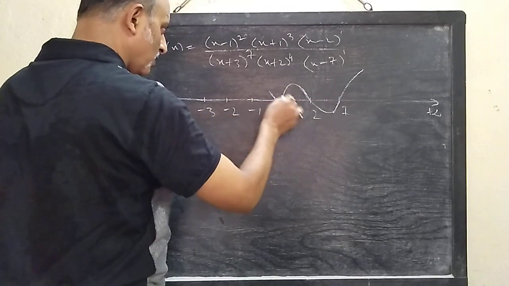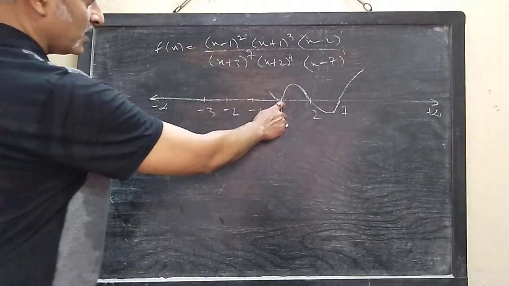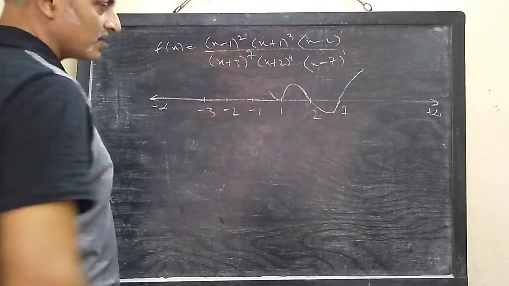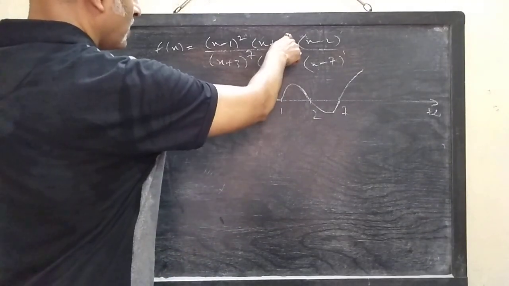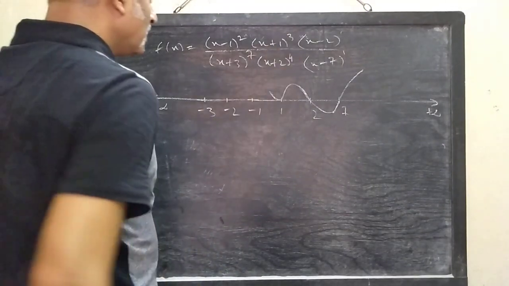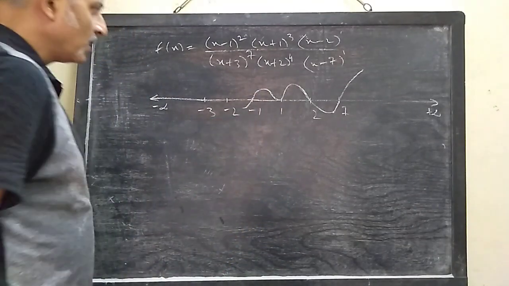It will bounce from 1. It will not cross 1. It will not cross the number line through the point 1. It will bounce at the point 1 because the factor x minus 1 has an even power. Next check, minus 1 is an ordinary zero because it has an odd exponent. So your graph will cross through minus 1.